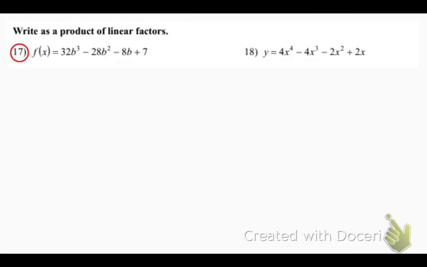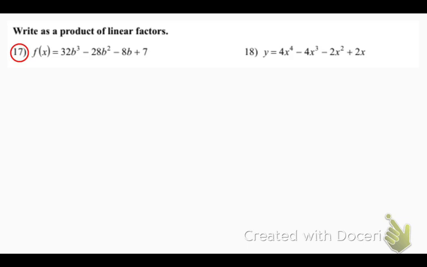Moving on. Number 17 and 18 say write as a product of linear factors. So remember, this just means write in factored form. So this first step to factoring is what? What's the first step to factoring? Okay. It's take out the GCF. The second step then is to group. So that means split it down the middle. So let's look at number 17. Is there a GCF for these terms? Does 17 have a GCF?